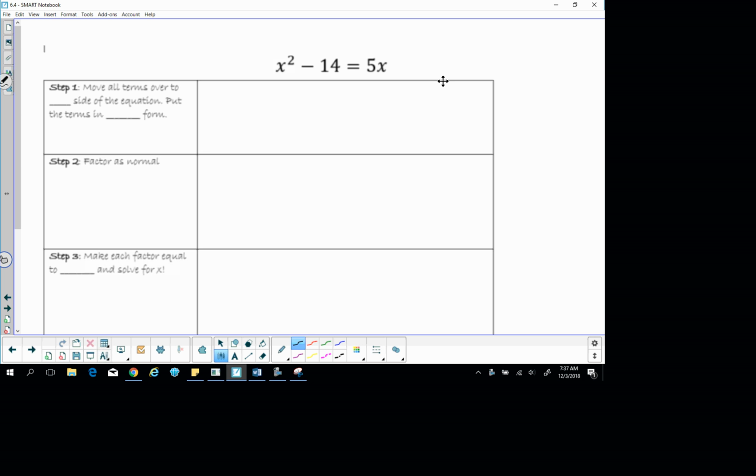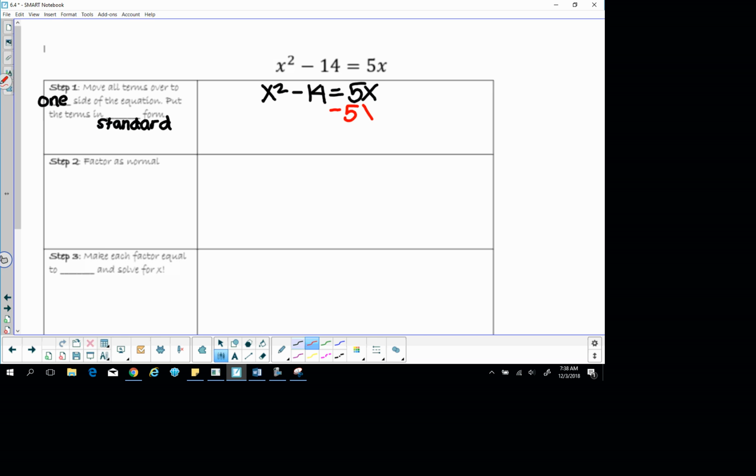So first thing we do, step one, move all the terms over to one side of the equation. Put the terms in standard form. Here's my equation, x squared minus 14 equals 5x. I want to move everything over to one side because technically I need to get this equal to 0. So how would I move 5x to the other side? Subtract. So that's the first thing I'm going to do.